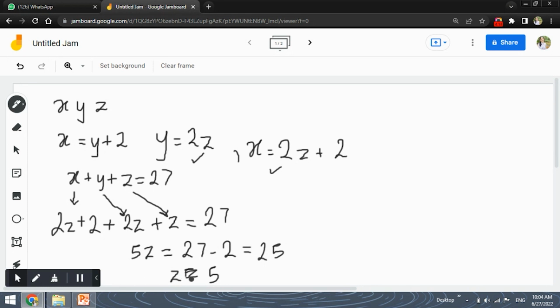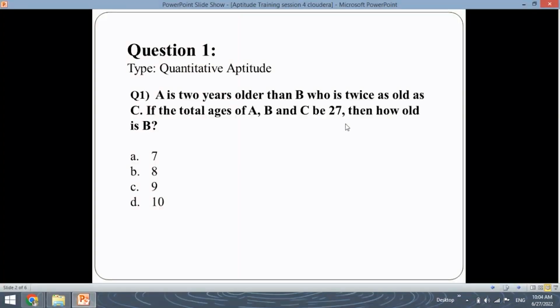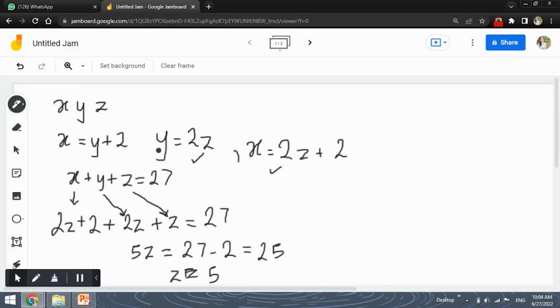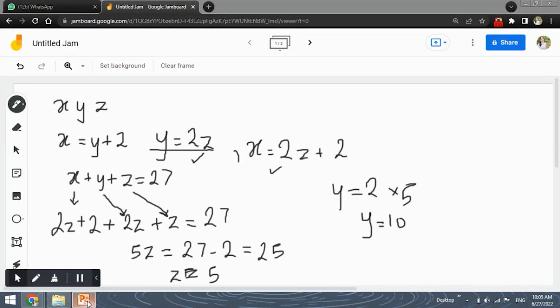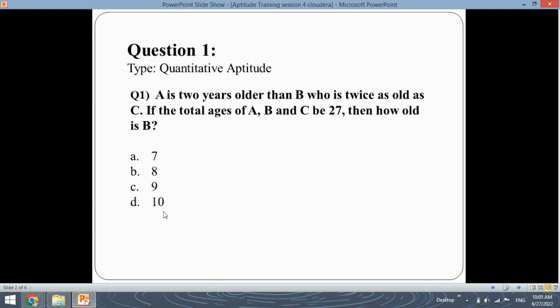But we need to find out the age of B, as asked in the question. So substitute the value of z in this equation. So y will be 2 into 5, correct? So y will be nothing but 10. So the age of B is 10. So the last option, D, is the answer for this first question.